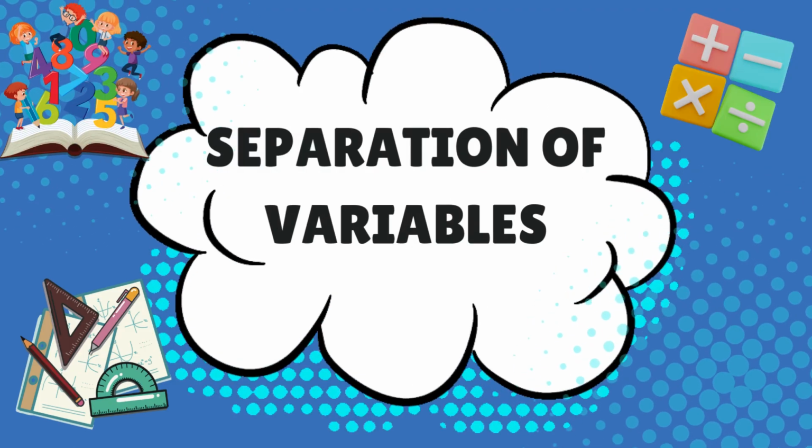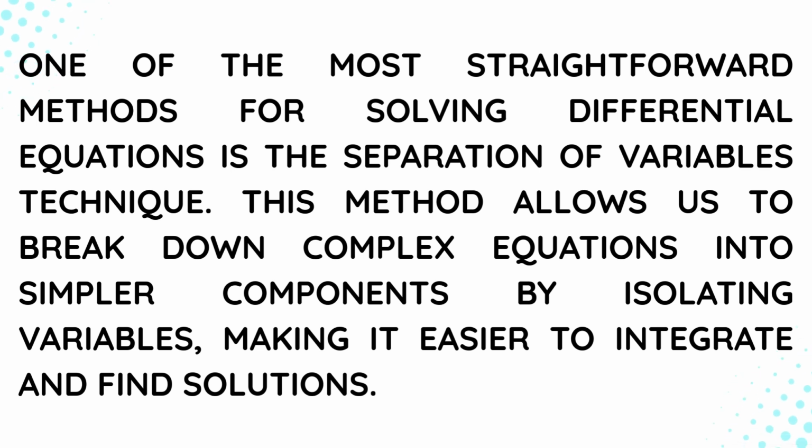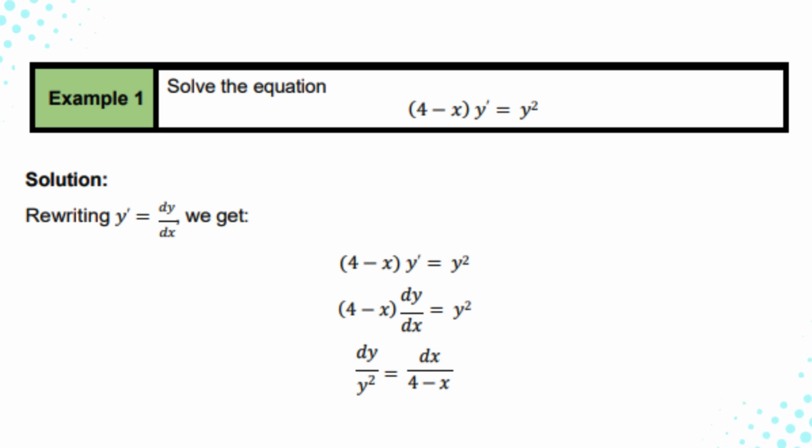Next, the separation of variables. One of the most straightforward methods for solving differential equations is the separation of variables technique. This method allows us to break down complex equations into simpler components by isolating variables, making it easier to integrate and find solutions. So we are solving a first-order differential equation using the separation of variables. That means we want to get all y terms on one side and all x terms on the other.